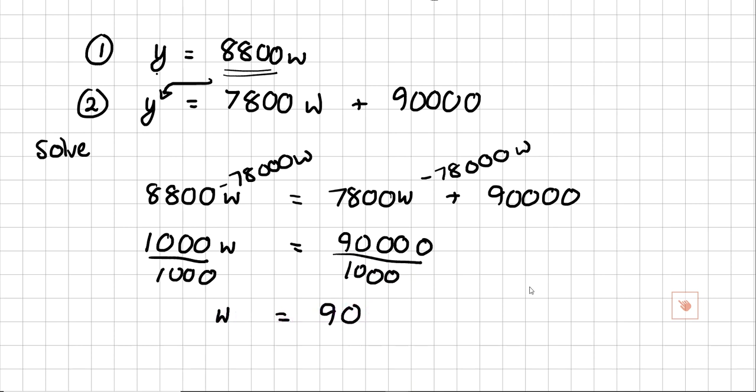90. Mr. Parks? Yeah. In a question like this, if you have to use two equations, could you use one equation? How could you have used one equation? If you had done 8,800 minus 7,800 equals 90,000. Yeah, it was what we basically ended up with, isn't it? Same idea.